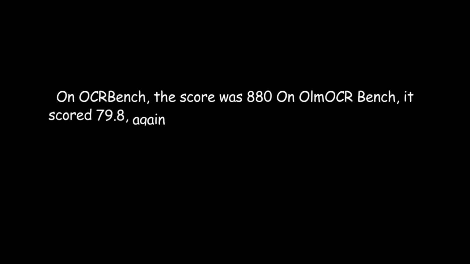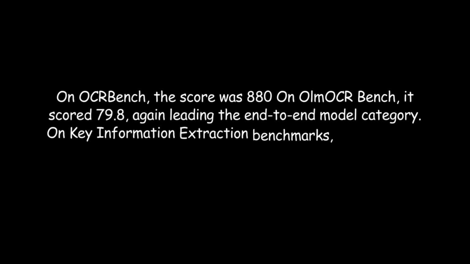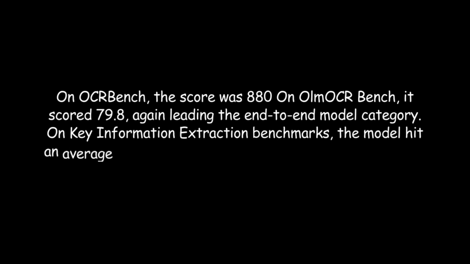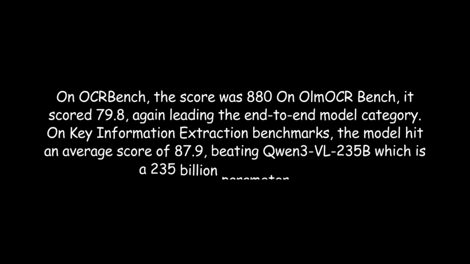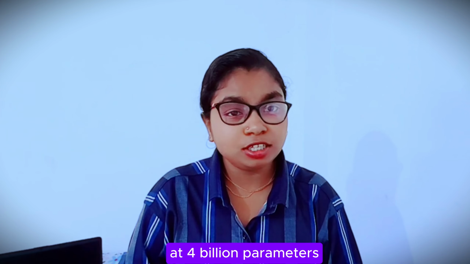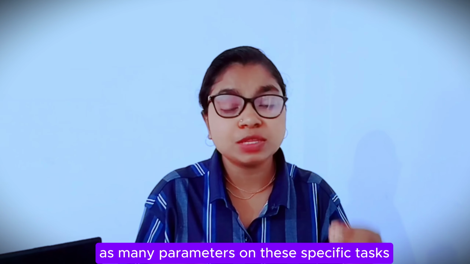On OCRBench, the score was 880, ranking first among all tested models. On olmOCR-Bench, it scored 79.8, again leading the end-to-end model category. On key information extraction benchmarks, the model hit an average score of 87.9, beating Qwen3-VL-235B, which is a 235 billion parameter model. Meaning, Qianfan-OCR at 4 billion parameters is outperforming something with nearly 60 times as many parameters on these specific tasks.